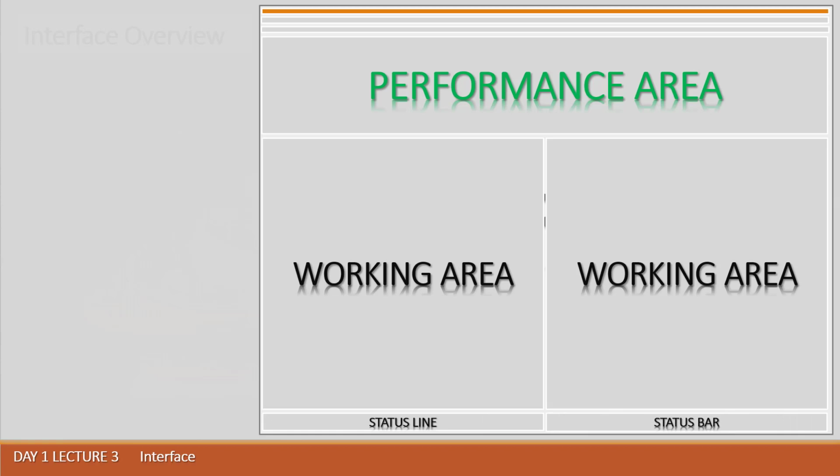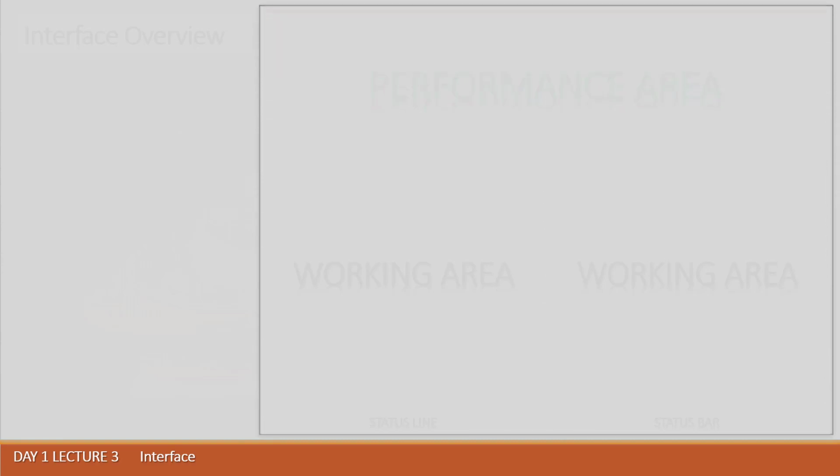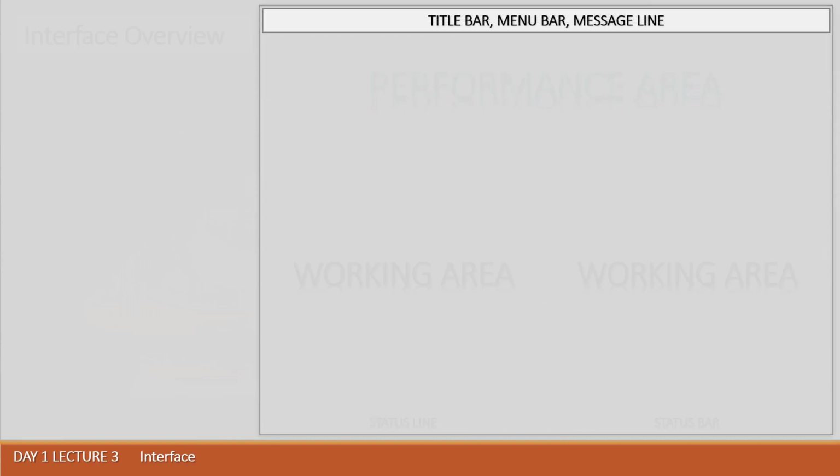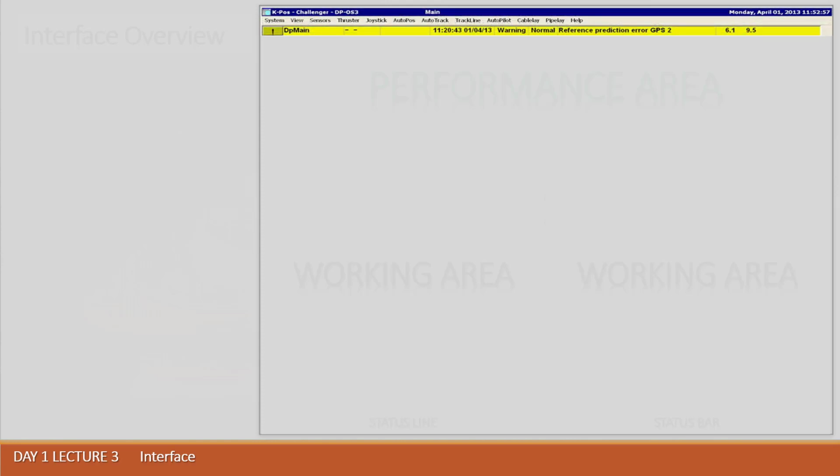starting from the title bar, here we have a system time, and here we have the name of the terminal in use and vessel's name. In the menu bar we have all detailed menus which are available in our software version. In the message line we have the current not acknowledged alarm placed on an appropriate background color.